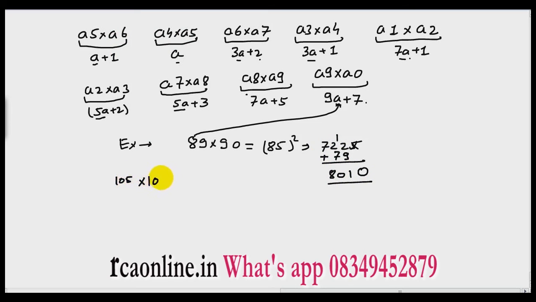105 multiplied by 106. If you need to do that, then what you have to do? You have to get the square of 105. So what is the square of 105? 11025. Remove this 5. 6 multiplied by 5 is 30. So put 0. Now what you need to do? You have to remember a plus 1. And what is a here? A is 10. So 10 plus 1, 11. So what I get? This is the answer.